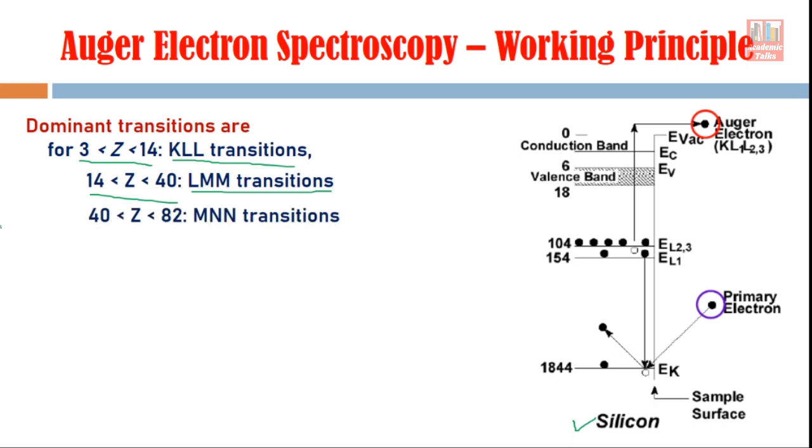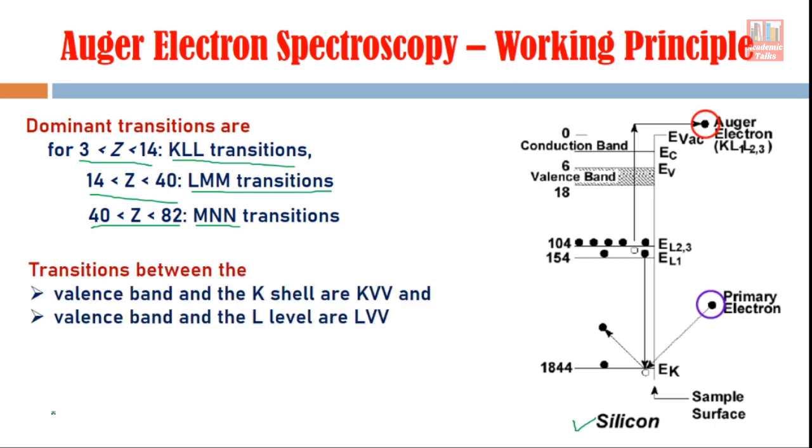In the same way, if the atomic number of the element lies between 40 and 82, then the transition which occurs is MNN. K shell and L shells are not involved in the transition, rather M shell and N shells, which are higher shells, are involved. So you can see that depending upon the atomic number of the element, we have different kinds of transitions, and so we have different amounts of Auger electron energy. This is also very important information regarding the transitions.